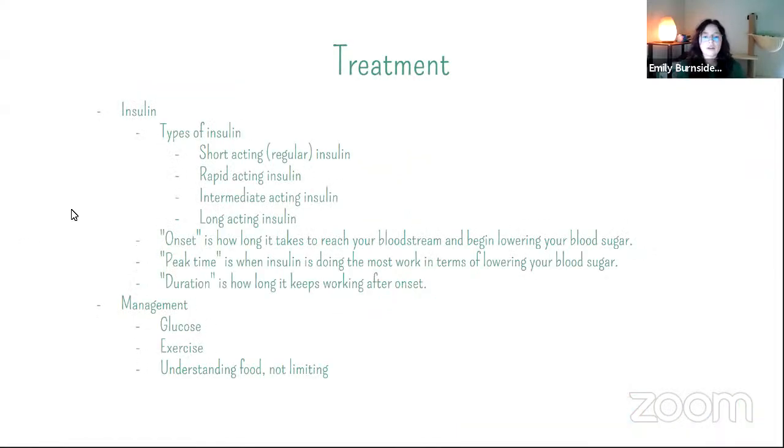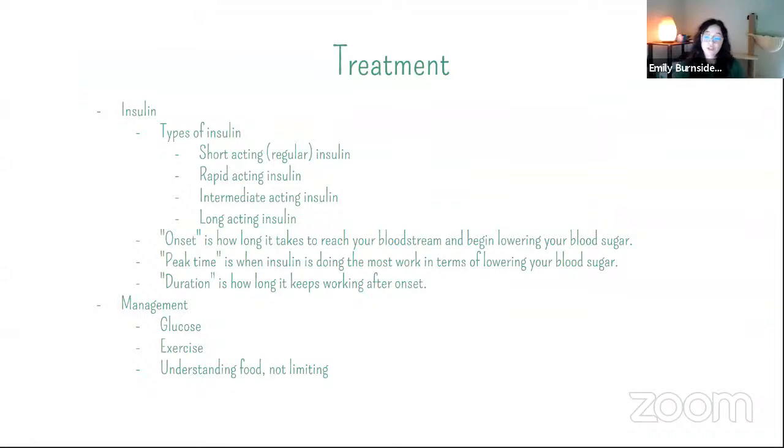So next we have our treatment of type 1 diabetes. So the main treatment for type 1 diabetes is insulin. There are many different types and brands. Two of the most common brands are Humalog or Novolog. Those are both fast-acting insulins, and they're both very expensive. So there are cheaper options that may not be as effective.